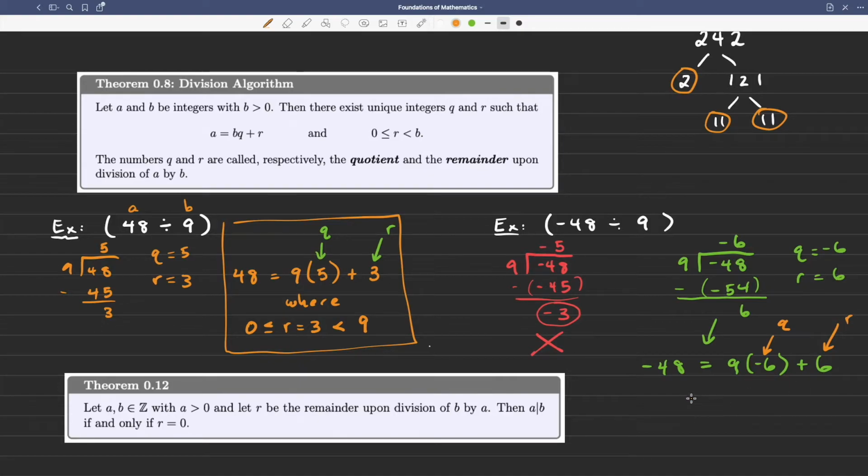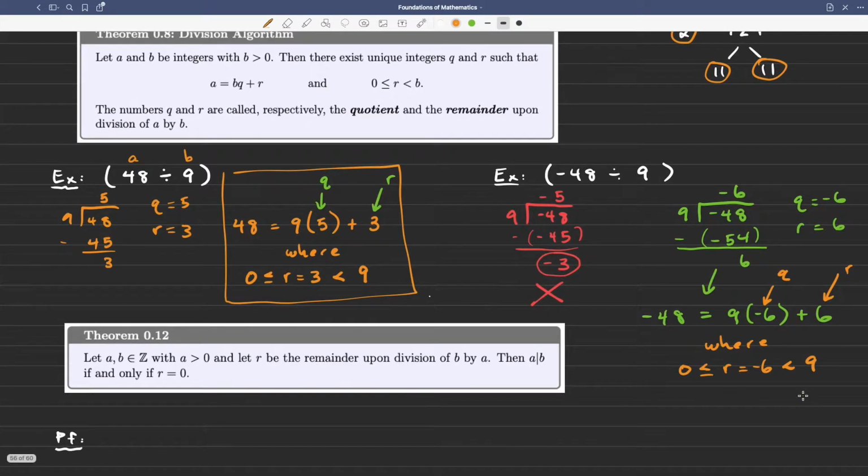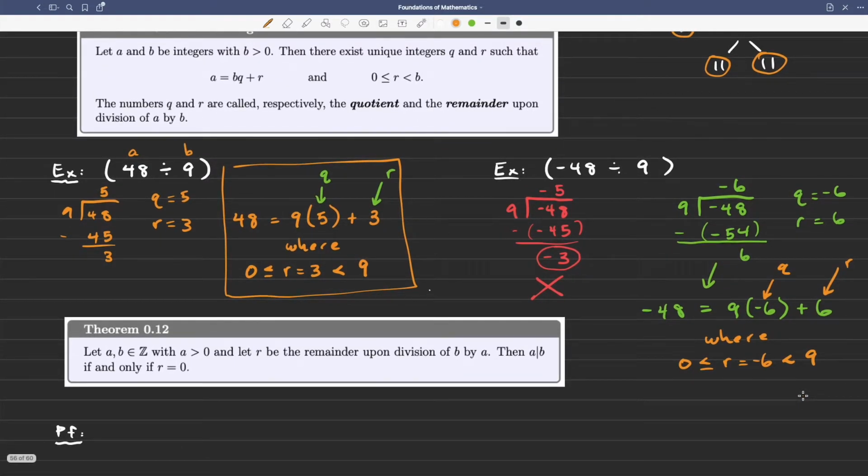And notice now that your remainder satisfies the inequality that it's supposed to satisfy. It's between 0 and 9, but strictly less than 9. So we can divide into negative numbers. You just have to think to overshoot a little bit.